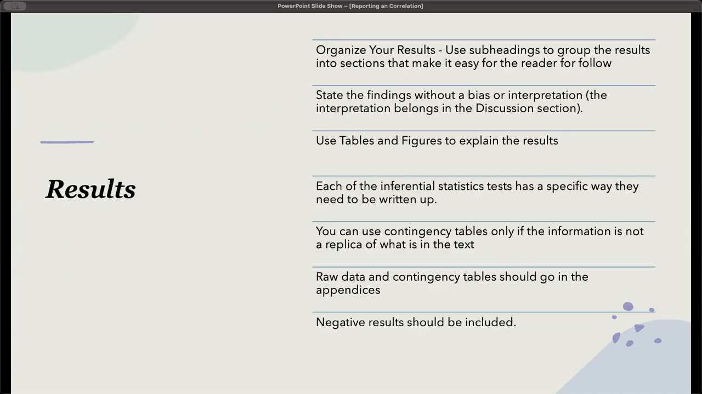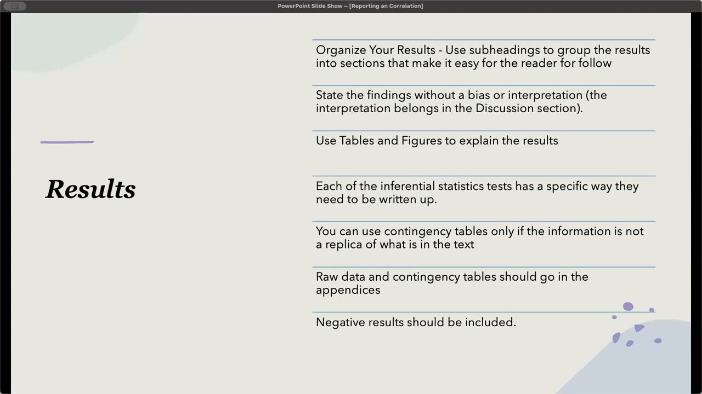With the results section, organize your results, use subheadings to group the results into sections to make it easier for the reader to follow. State the findings without bias or interpretation. The interpretation belongs in the discussion section. Use tables and figures to explain the results. Each of the inferential statistics tests has a specific way it needs to be written up. So we are going to look at how to do the write-up for the correlation in this video.